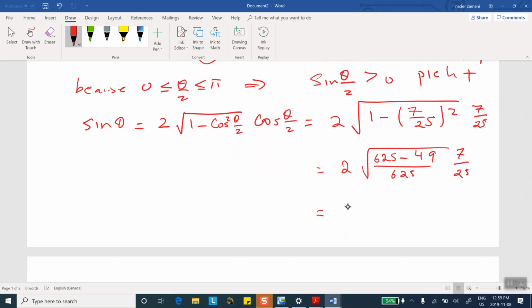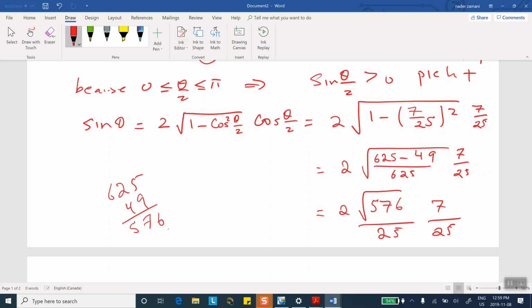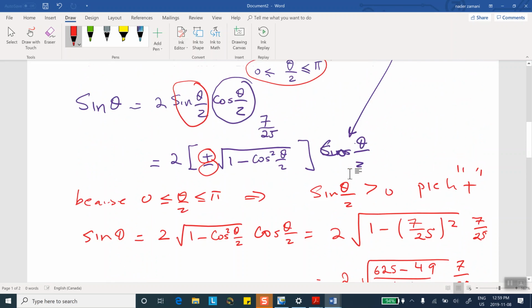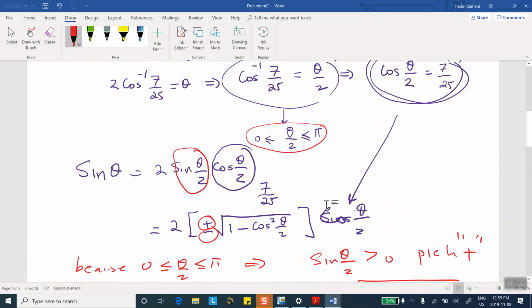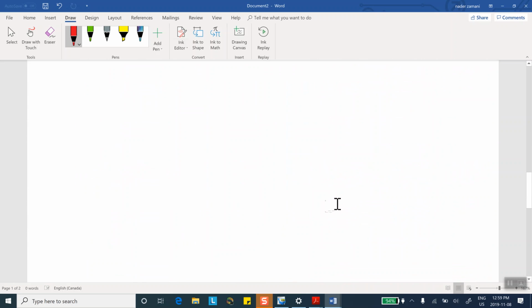And this is, let's see now, 625 minus 49. This must be a nice round number. That is 576. So 2 square root of 576 divided by 625 times 7 over 25. What I suggest is you put this thing in your calculator and you put this thing in your calculator, and you better get the same answers. Okay, I'm not going to do that. I'll let you worry about it. You can do that yourself.